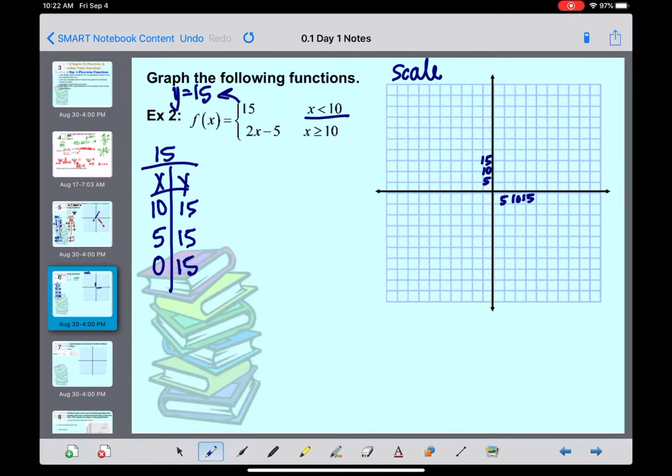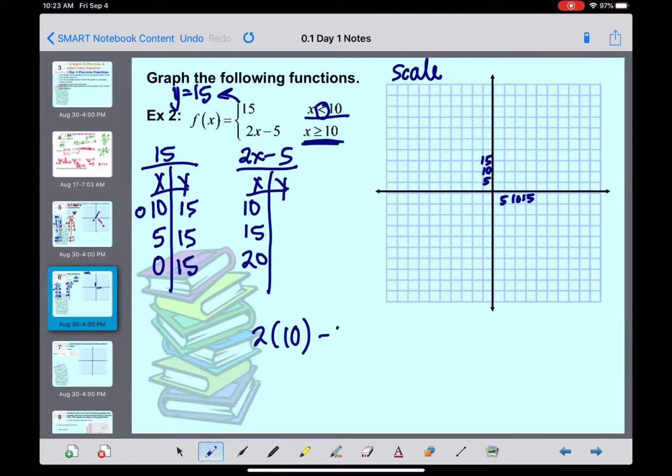This was a less than sign, so is this open or closed? That should be open. Maybe you're figuring out what kind of line that is now. The next one is 2x minus 5. I'm going to write my xy. I'm going to start at 10 and it says greater than or equal to 10, so I'm going to go bigger, and I'm going to go by 5s again. Now I'm going to plug in those numbers. So 2 times 10 minus 5 gives me 15. And that one is a closed circle.